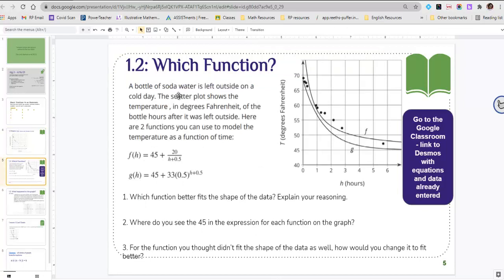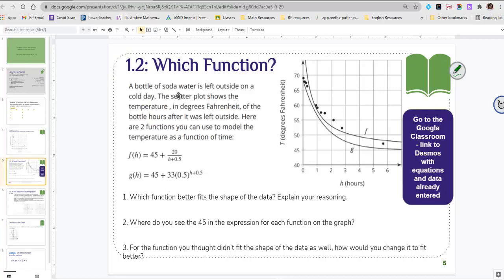So that same scatter plot is now on section 1.2 on our graph. But they've given us a couple actual graphs to match along with it. So here's the situation behind this data that they collected. A bottle of soda water is left outside on a cold day. The scatter plot shows the temperature in degrees Fahrenheit of the bottle hours after it was left outside. There are 2 functions that they gave us to model these.